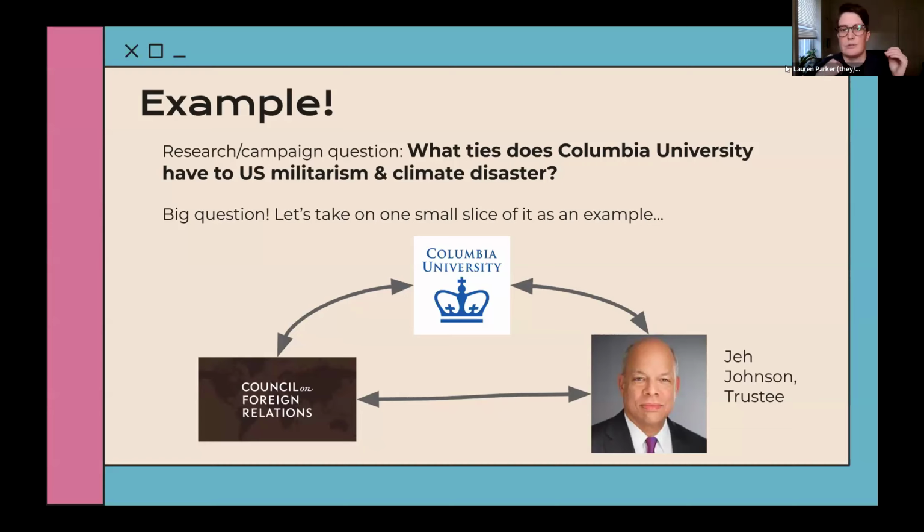Let's look into some pretty introductory data points on Columbia University, like size, endowment, compensation of the president, and who their board members are. Let's look at one board member, Jay Johnson, and why he might be important to focus on. And let's look at one related nonprofit, this think tank called the Council on Foreign Relations, and see how there are connections among all of these three entities.